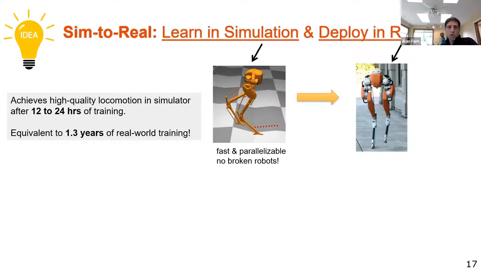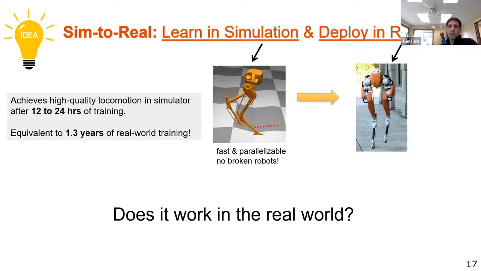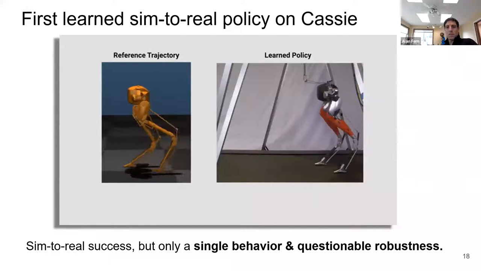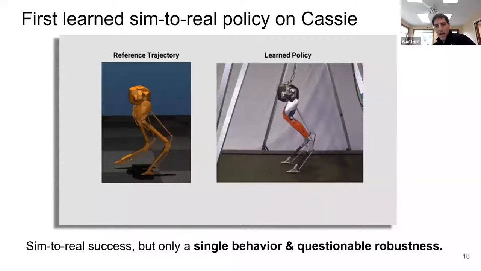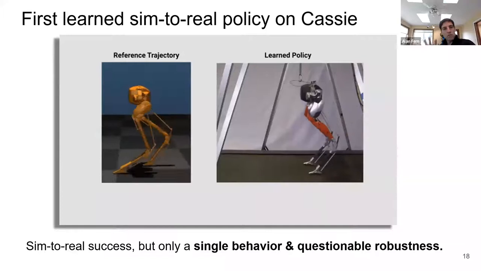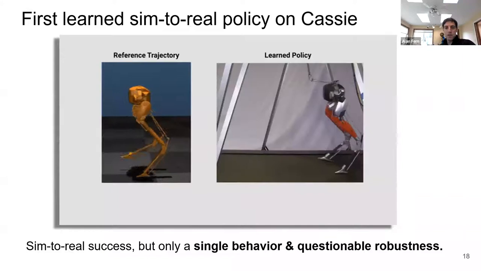Does it work in the real world, though? That's the real question, right? Showing these things in simulation is one thing, but roboticists will just laugh at you until you can show it in the real world. And this was the very first time that we got something trained in simulation and showed it in the real world. So it walked. We can say that. Maybe not the most impressive or robust. You wouldn't bet money that it's not going to fall if you just trip it up a little bit. But it was the first demonstration that we were able to train in simulation and then directly go to the real robot.